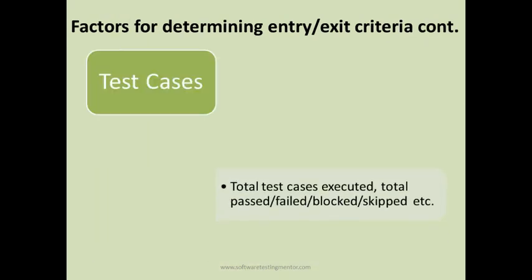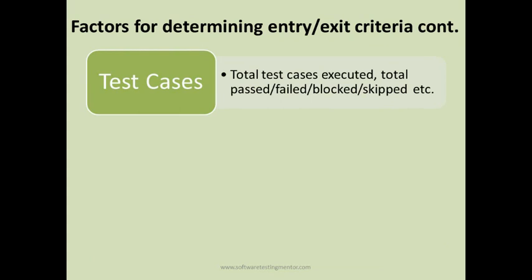The other factor is the test cases. So total test cases that have been executed, total passed, failed, blocked, or skipped. If you had planned 200 test cases for the functional testing phase and you have only executed 150 till now, you cannot exit this functional testing phase and enter into the system testing phase. So the number of test cases executed, and the number passed or failed, is also a factor to determine whether you can exit the current phase and enter into the next phase.